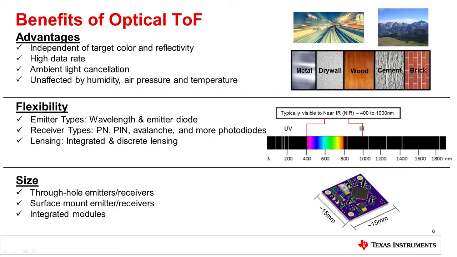Using a complete integrated module allows for small sizes to be obtained. However, they have set ranges and field of views, restricting your flexibility. You can keep the flexibility while obtaining small sizes if you choose through-hole and surface mount emitters and receivers.